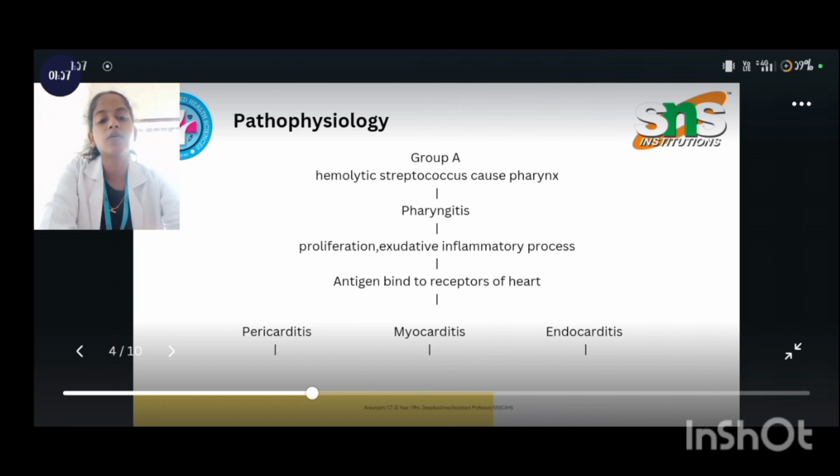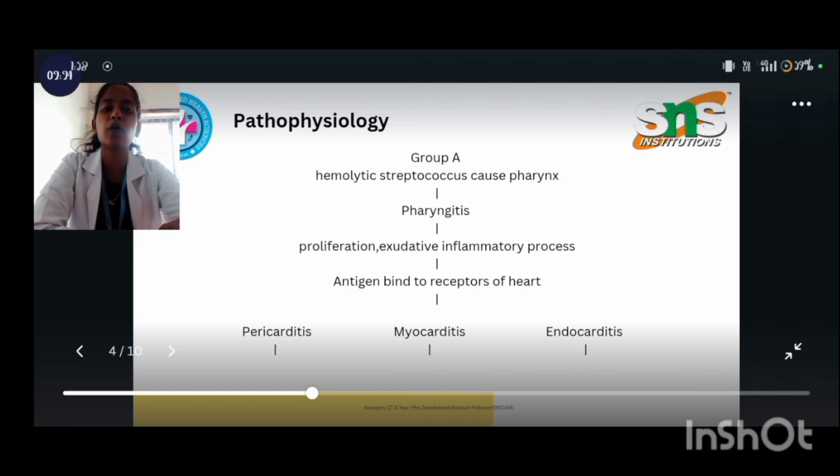Next, coming to the pathophysiology of RHD: first, group A hemolytic Streptococcus infects the pharynx. When the bacteria enter the pharynx, they cause infection and inflammation of the pharynx, which is called pharyngitis. Next, the infection causes a proliferative, exudative inflammatory process. Then antigens bind to receptors of the heart. Then it is divided into three groups of infections: one is pericarditis, second is myocarditis, and the last, final stage is endocarditis.